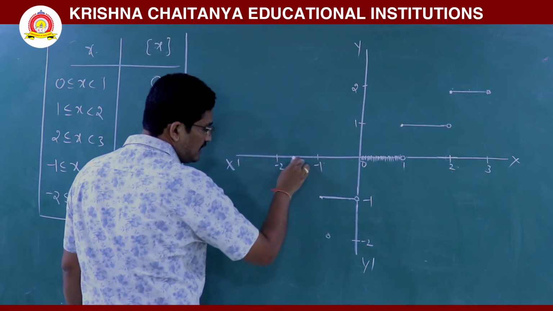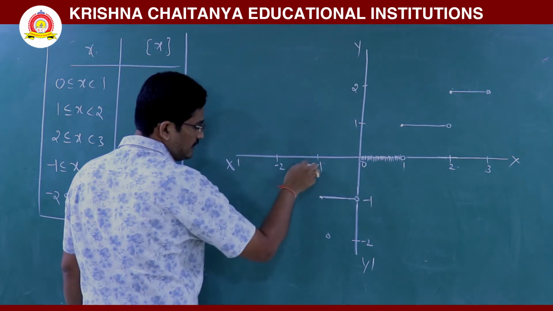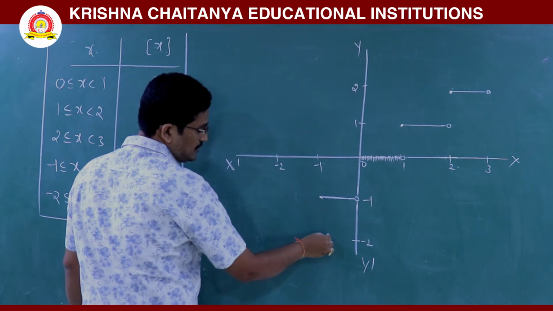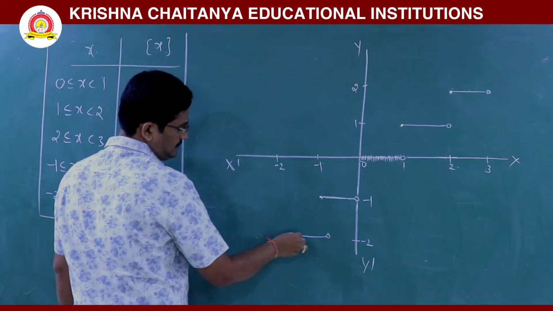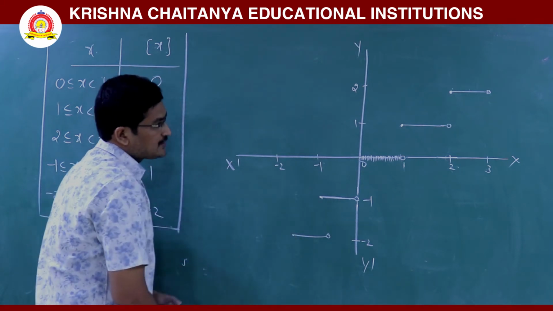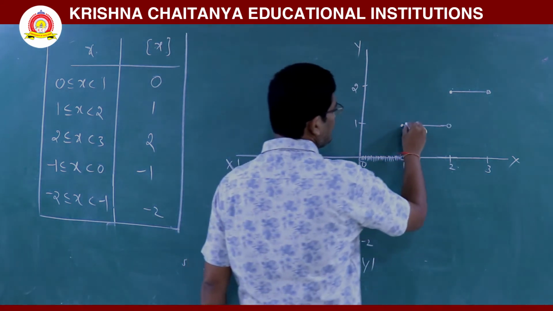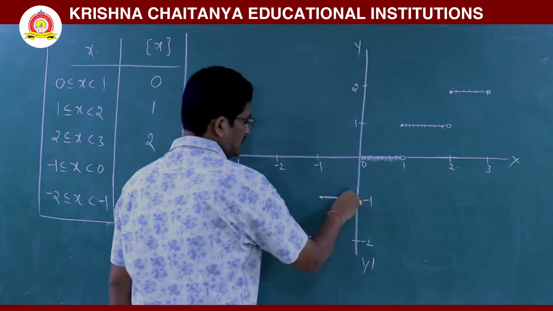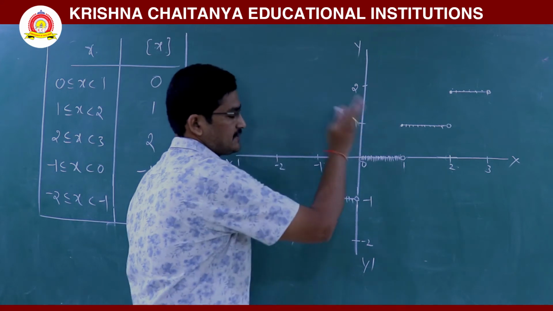After that, all the values between these two have step value -2, so the curve goes like this up to -2. In this way, you have to draw many of these. Just observe the shape of this curve. This is the graph of the greatest integer function. It looks like steps.